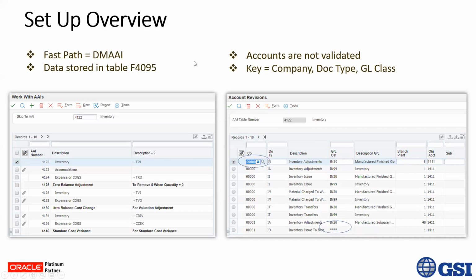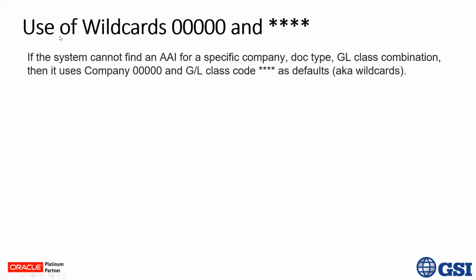All right, so let's talk a little bit about the wildcards. So, use of wildcards: the company number, the 5 zeros, and the 4 asterisks. What JD Edwards does with any inventory transaction, when it goes to the DMAAIs, is look for a specific company number. So if I'm doing a transaction, say in company number 1, I'm going to go first, and for any table that has entries in it, I am going to try to find all the entries for company one.